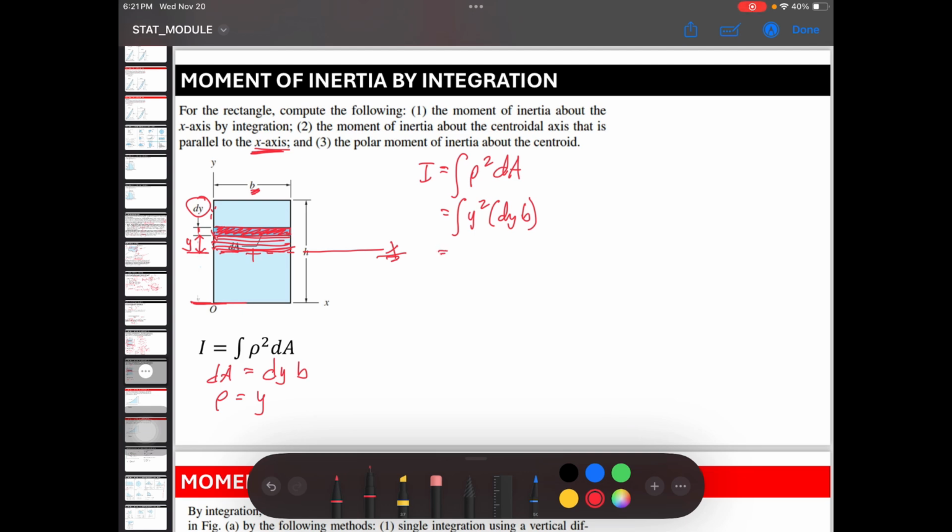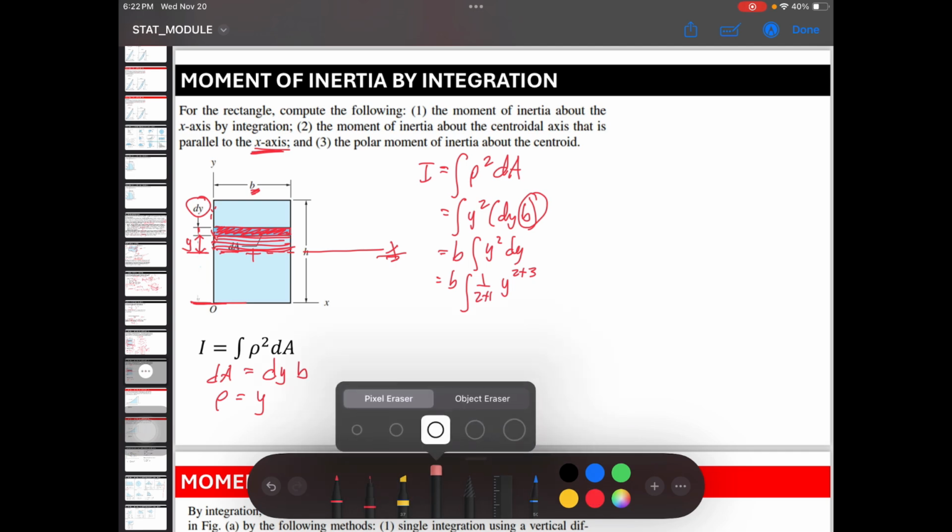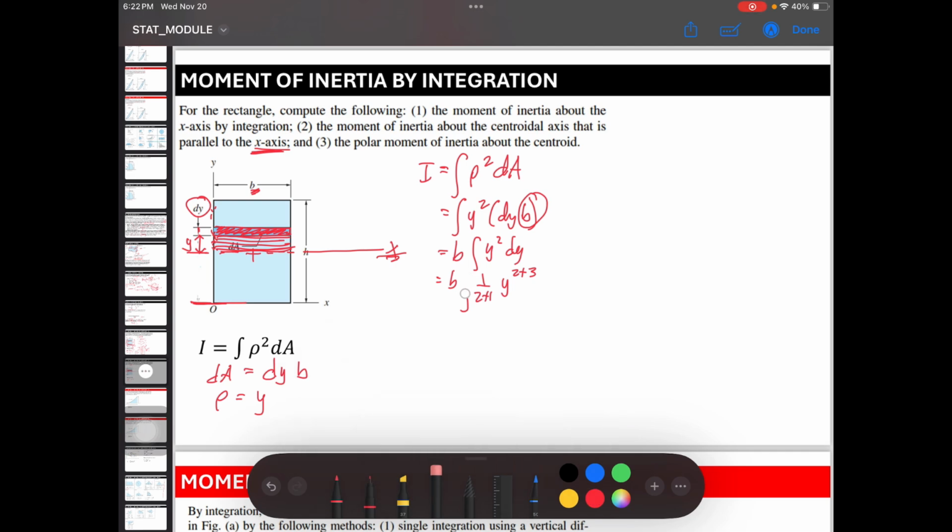And then, simplify na natin. b is constant, so ilabas na siya natin. Ang natira na lang is y squared dy. Parehas lang sa kanina. So, let's integrate. 1 over 2 plus 1, and then y to the 2 plus 1. So, eto na siya. Wala na pala to dahil na-integrate na nga, diba? So, ganyan na lang yan.